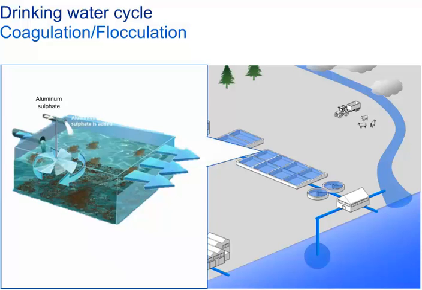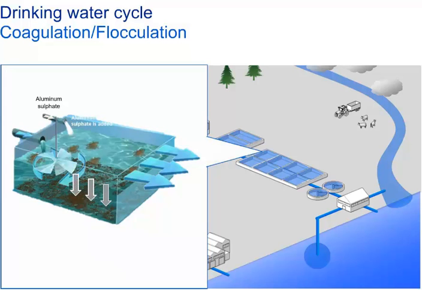An aluminium or iron-based chemical coagulant is added to the water in a flash mixer, where it is mixed quickly to evenly distribute the chemicals through the water. After flash mixing, coagulation occurs. During coagulation, the coagulant chemicals neutralize the electrical charges of the fine particles in the water, allowing the particles to come closer together and form large clumps.